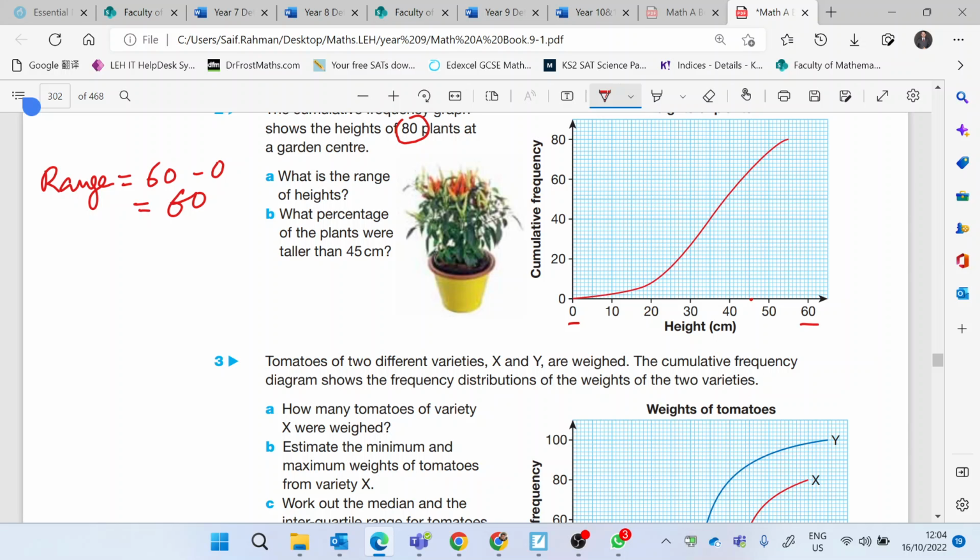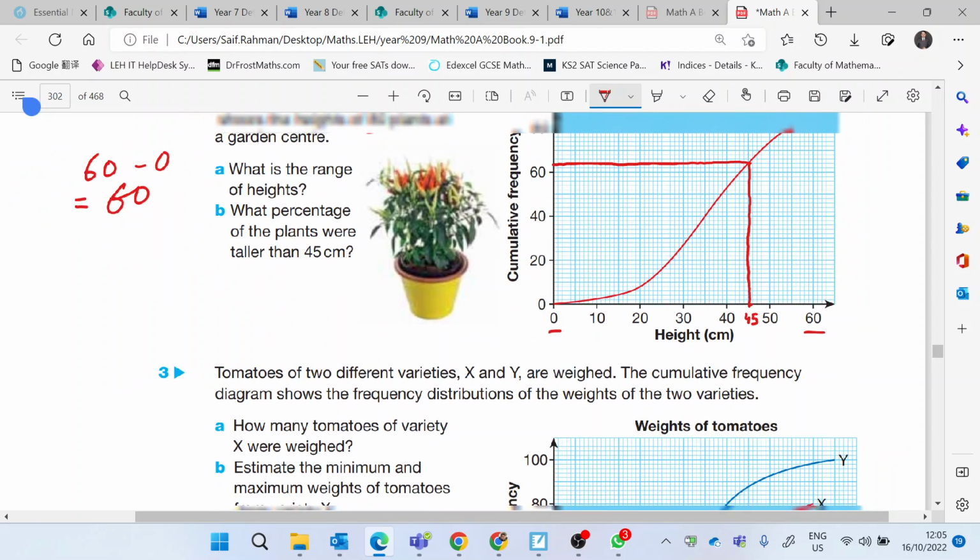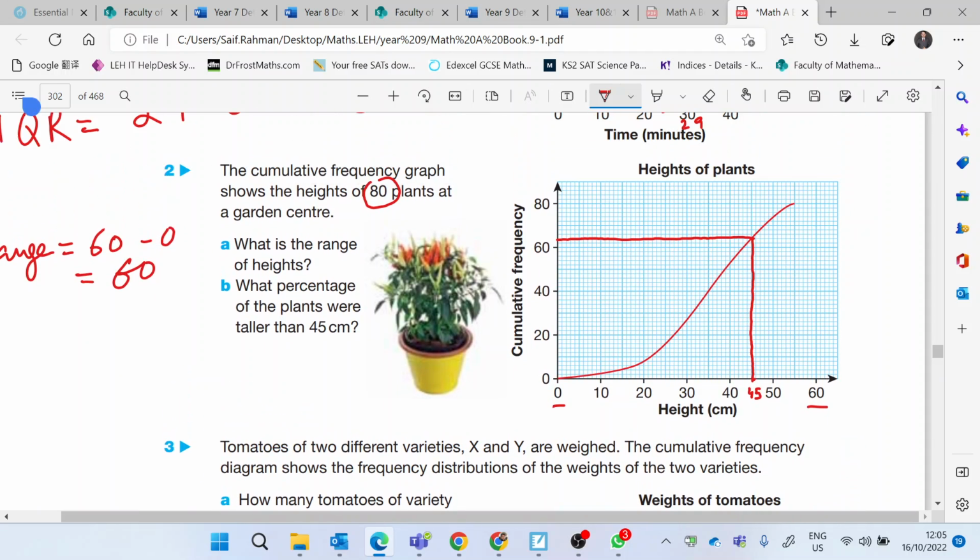Okay, so if you plot it up here along this line, 45, here, you can see the cumulative frequency, it shows 60, 61, 62, 63, 64, 65.